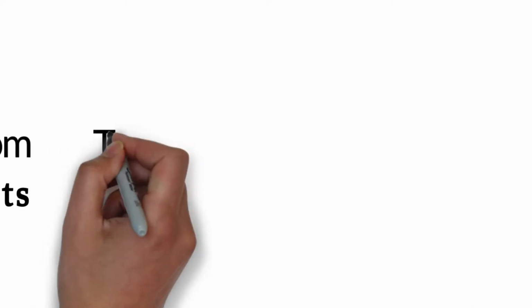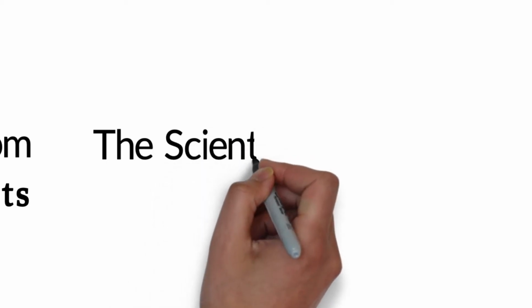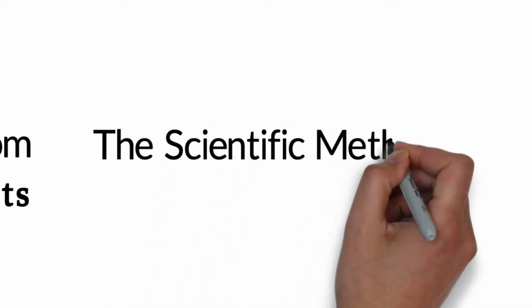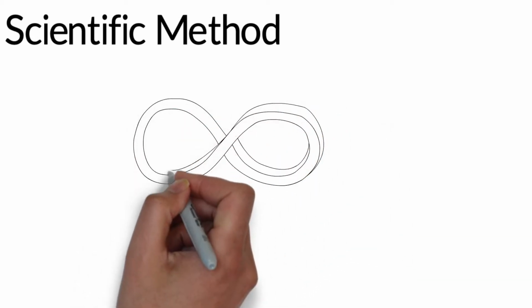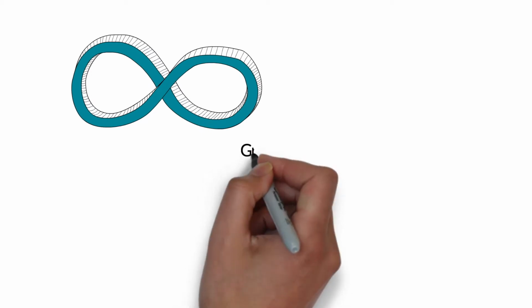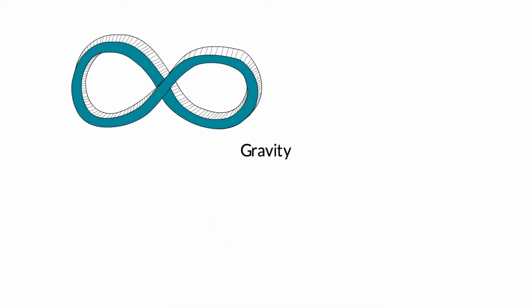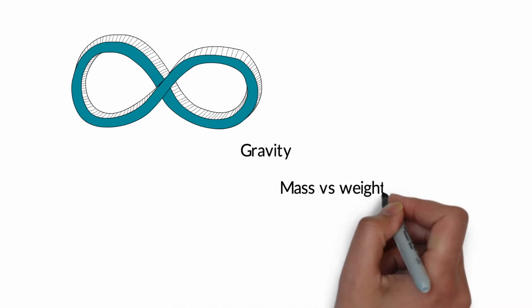The last time we talked about the scientific method, we covered a few topics on which I would now like to go into more depth. I want to talk more about the concept of infinity and also gravity. And what's the difference between mass and weight?